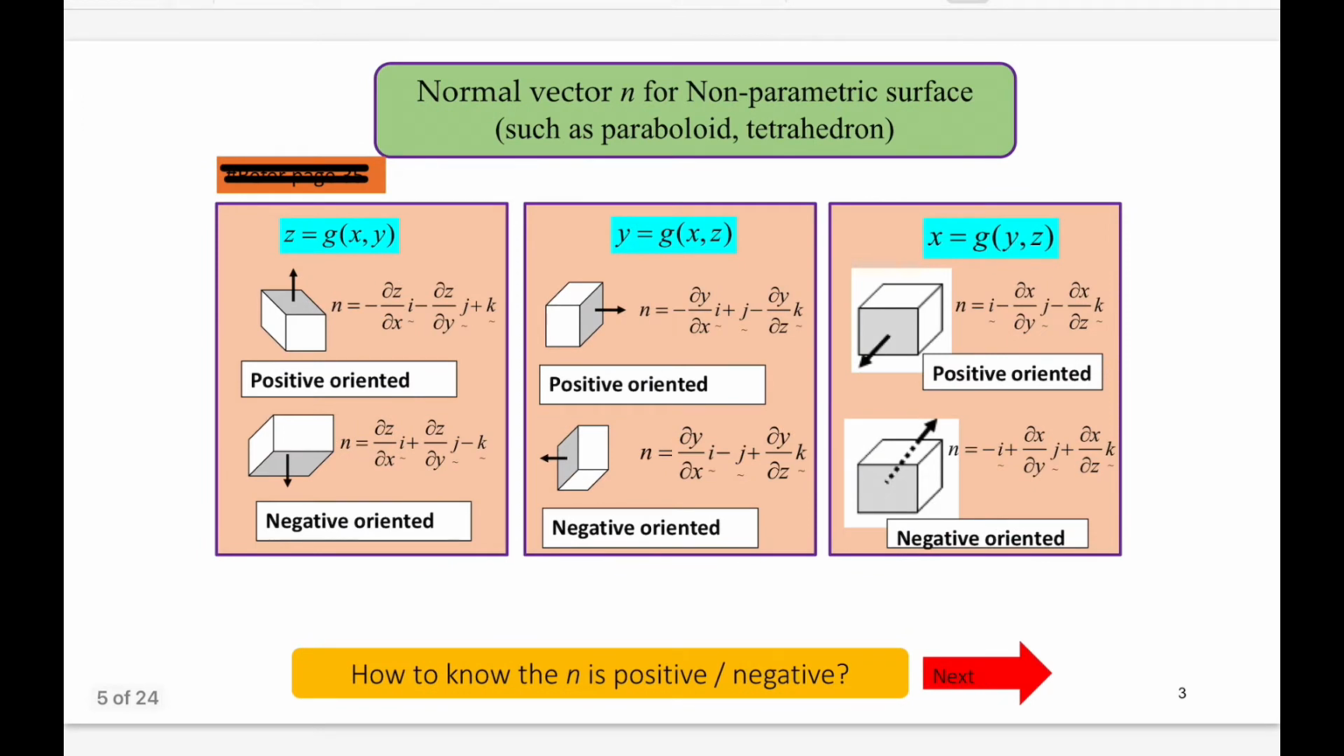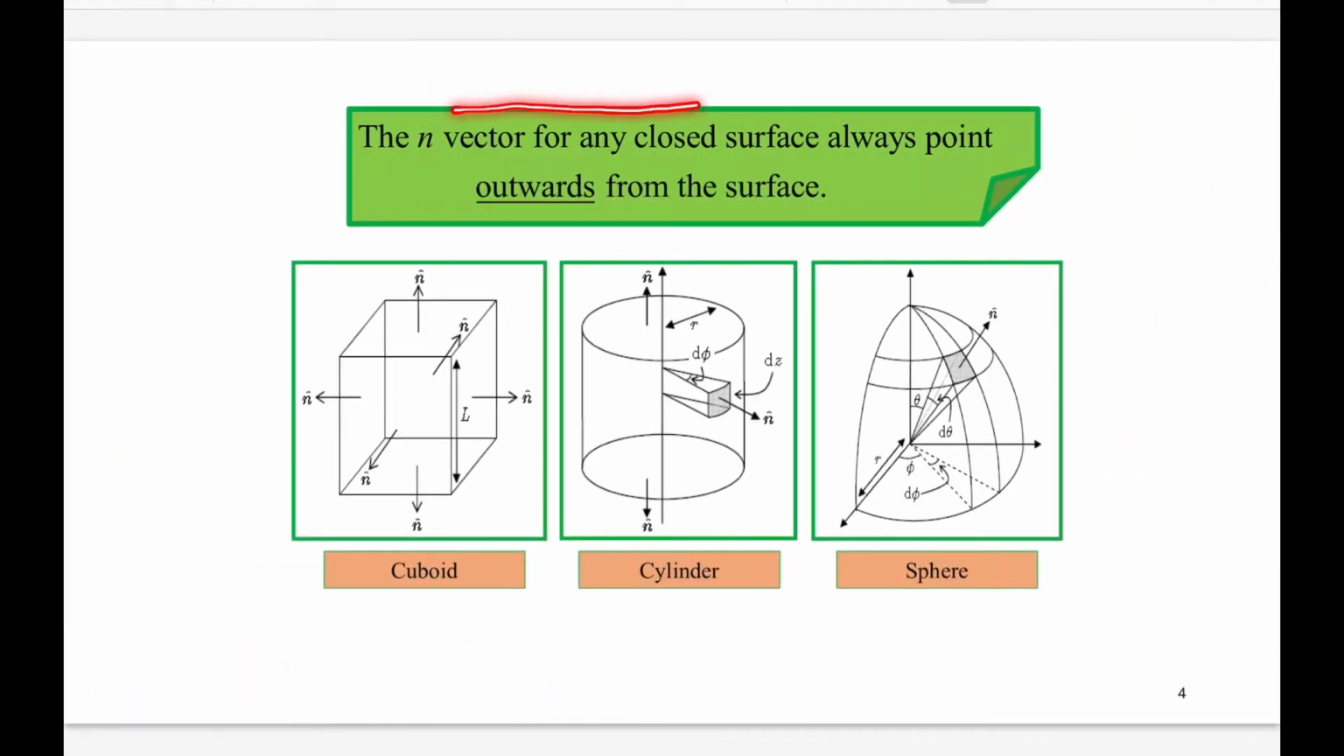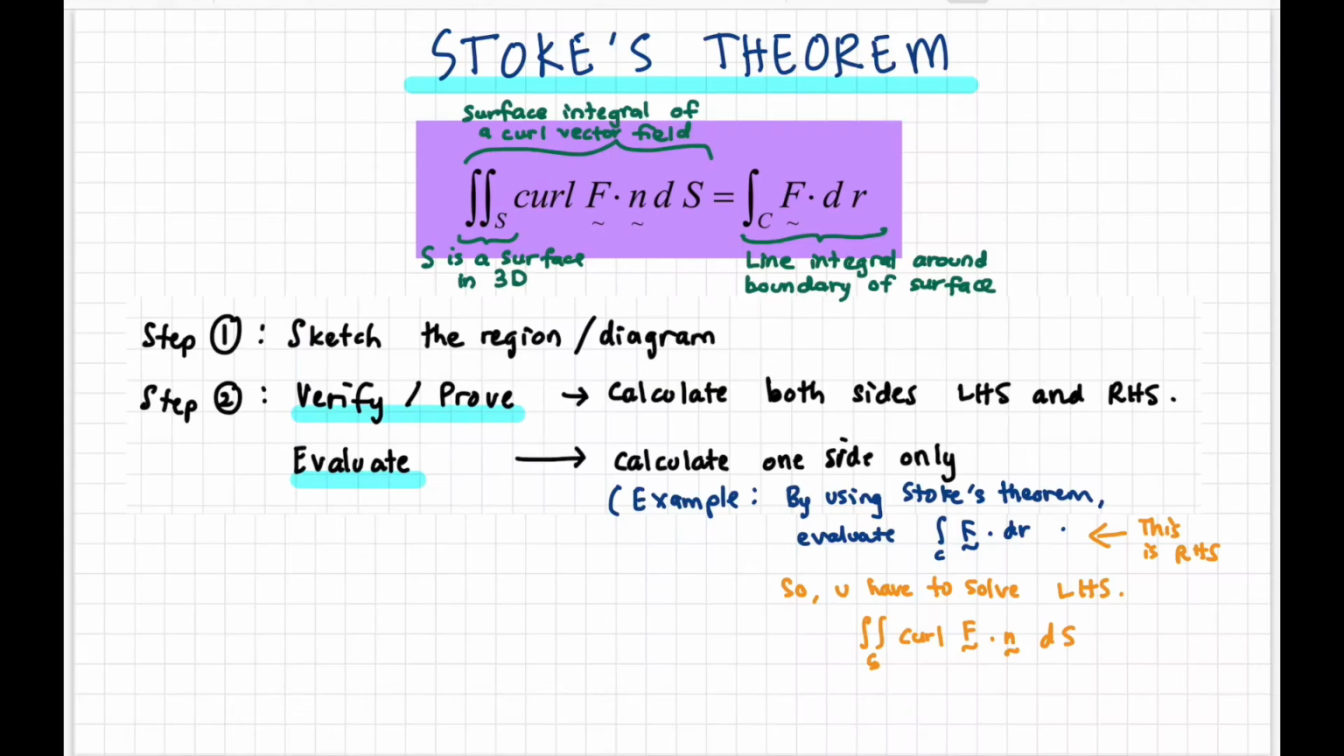For N, the normal vector for a non-parametric surface, you can just use the table that we used in the previous lesson on surface and volume integrals. So how do we know whether N is positive or negative? The N vector for any closed curve always points outwards of the surface. This is the definition of Stokes Theorem.